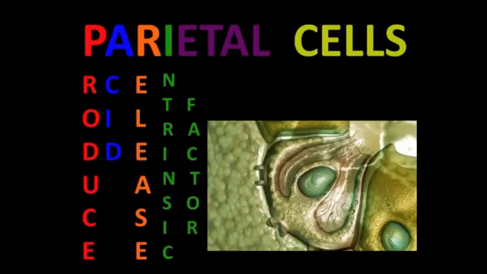Hey, welcome everybody. The following video will describe a mnemonic to help remember the primary function of parietal cells, which basically serve two really important purposes. Number one, acid production, and number two, the release of intrinsic factor, which is essential for B12 absorption. We'll also talk about B12 absorption, but first, let's look at the mnemonic, parietal cells et al.